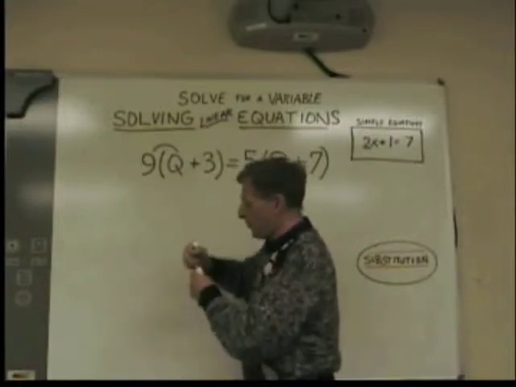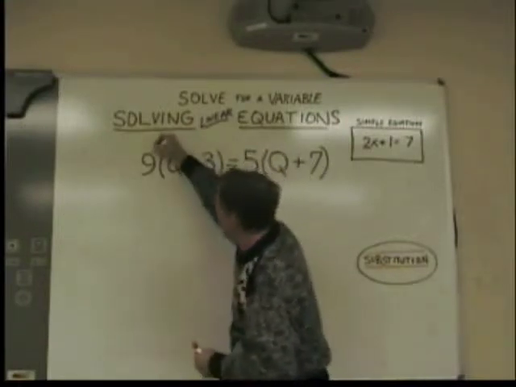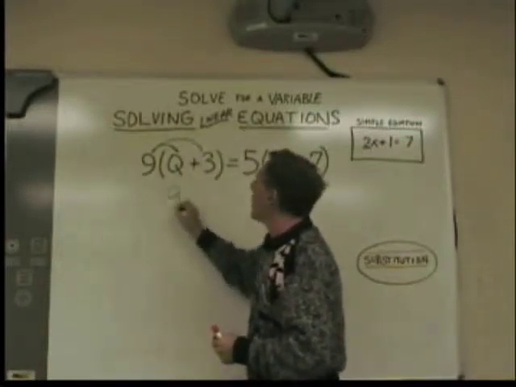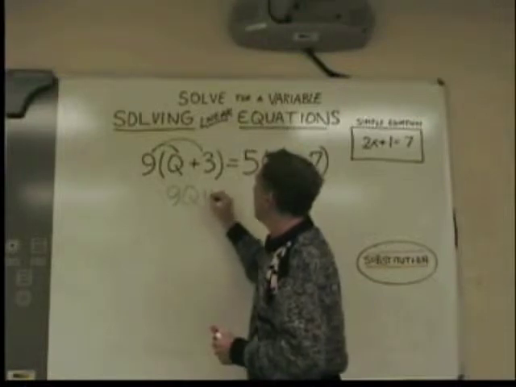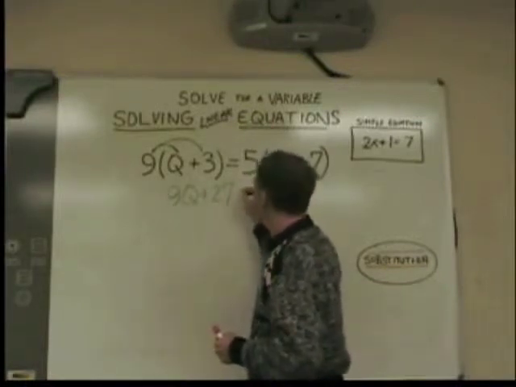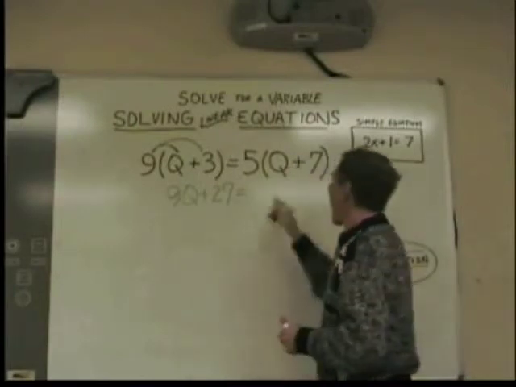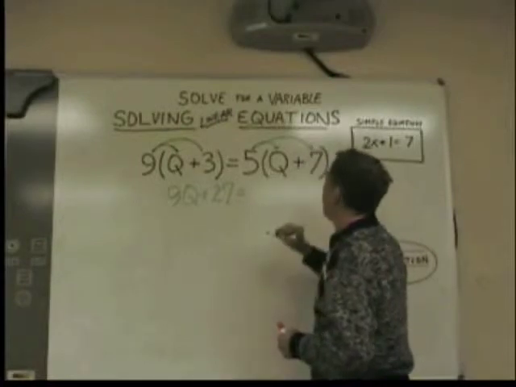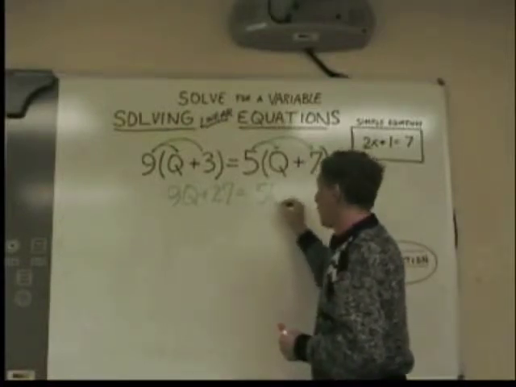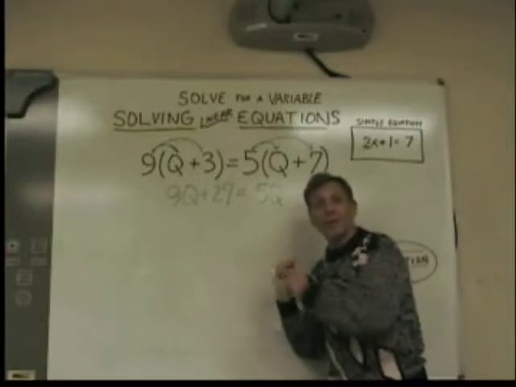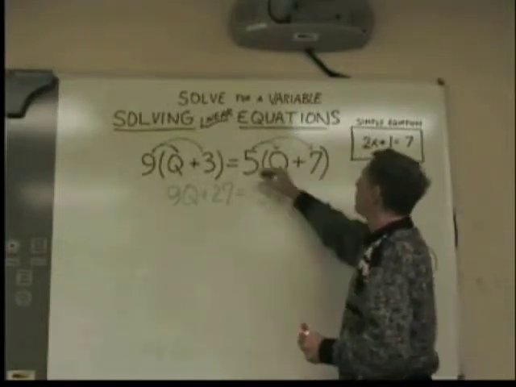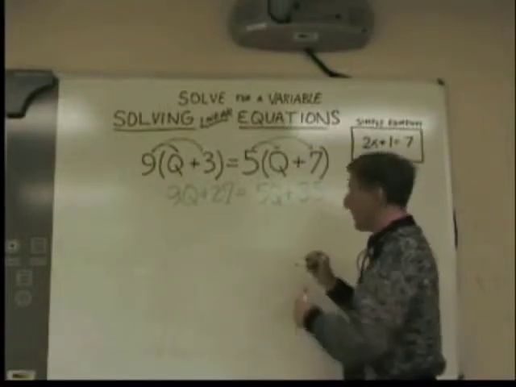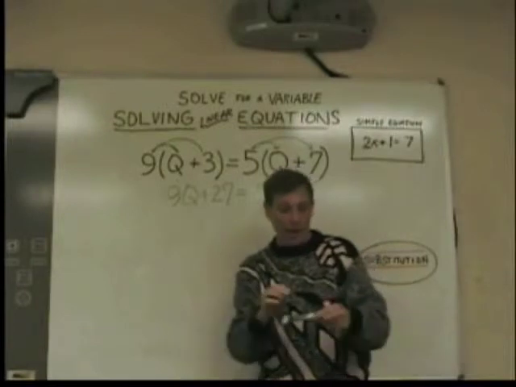And so I'm going to distribute, let me use green for this, the 9 to the q and the 9 to the 3, giving me 9q plus 27. Bring down that equal sign. And I will do the same to this side with the 5q and the 7. 5 times q is 5q, they just come together. And 5 times 7 is plus 35. Now that was just a preliminary setup.